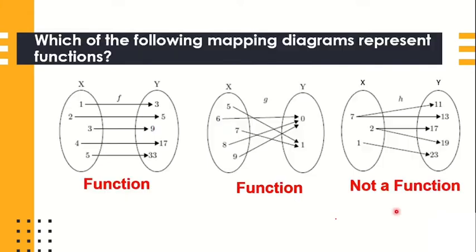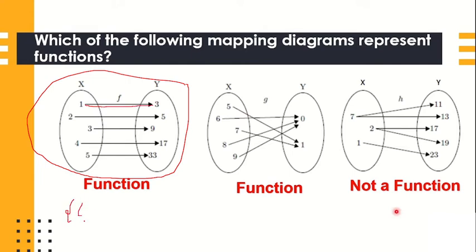Yes, sir. So, which of the following mapping diagrams represent a function? We have diagrams here, so we need to determine it from the diagram. As you observe in the first diagram, this is called a 1-to-1 correspondence, because each x is paired with only one y. Take note, student, if it is 1-to-1, it is a function.